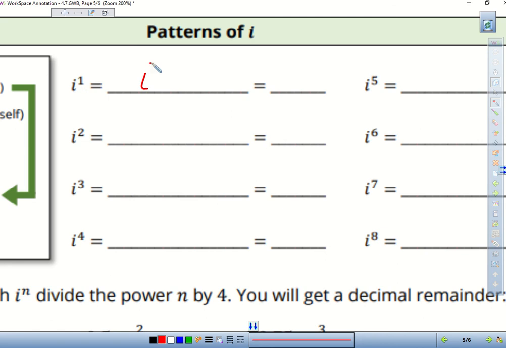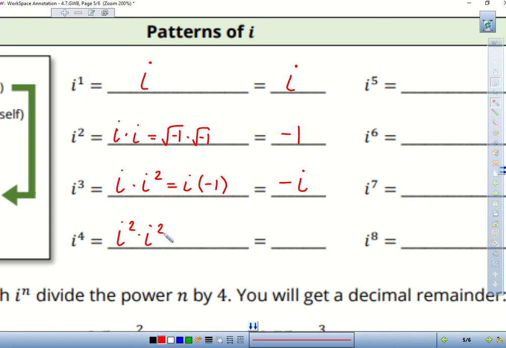So i to the first power is just i. i to the second power is i times i, which we can also write as the square root of negative 1 times the square root of negative 1, which is negative 1. i to the third power is the same thing as i times i squared, right? That's the exponent rule. i times i squared is i to the third, which means that it is i times negative 1. Anything times negative 1 is just the opposite sign of whatever that was, negative i. And then i to the fourth is i squared times i squared, which is negative 1 times negative 1, which is 1. Okay?